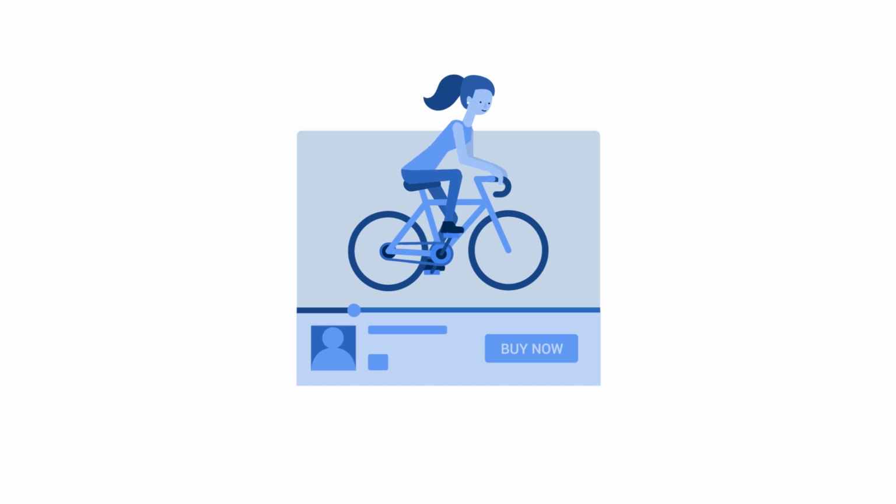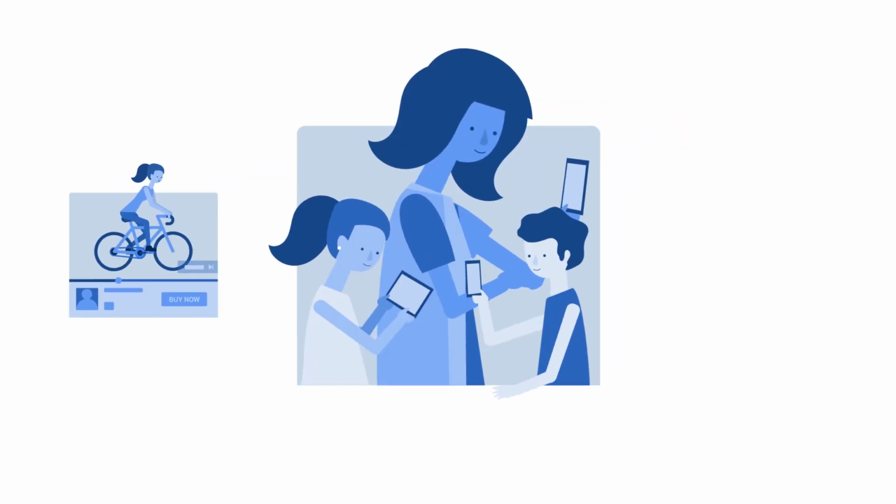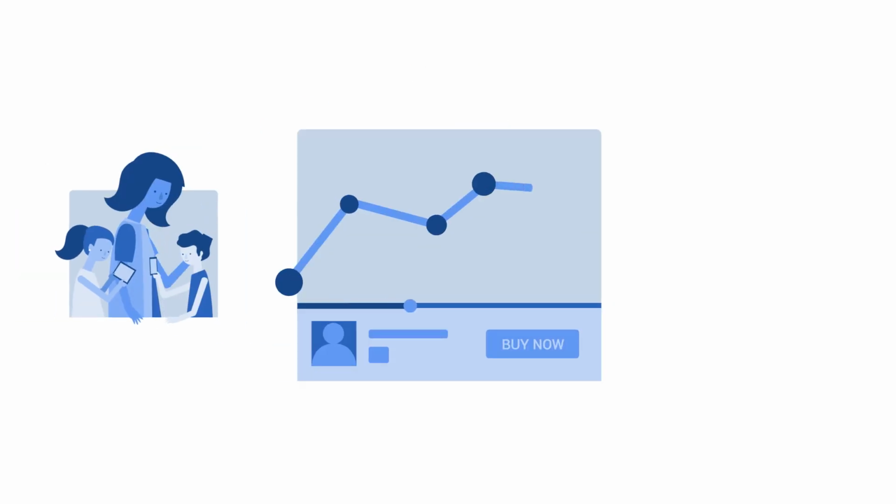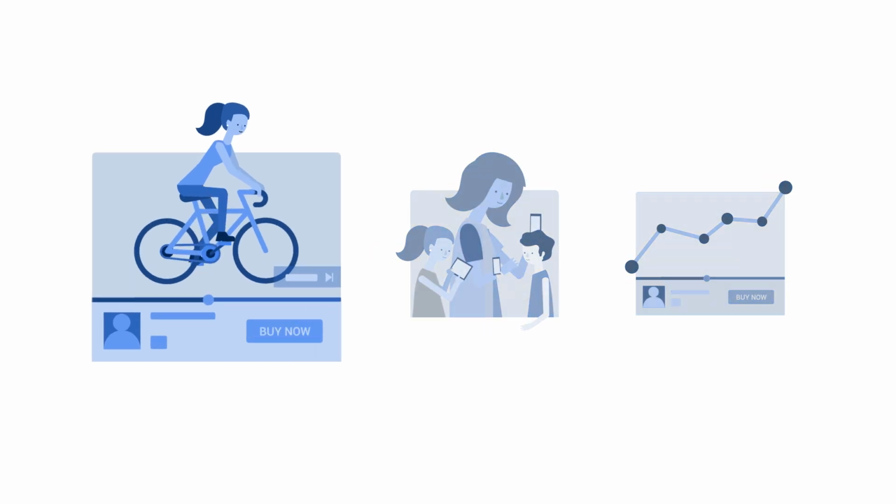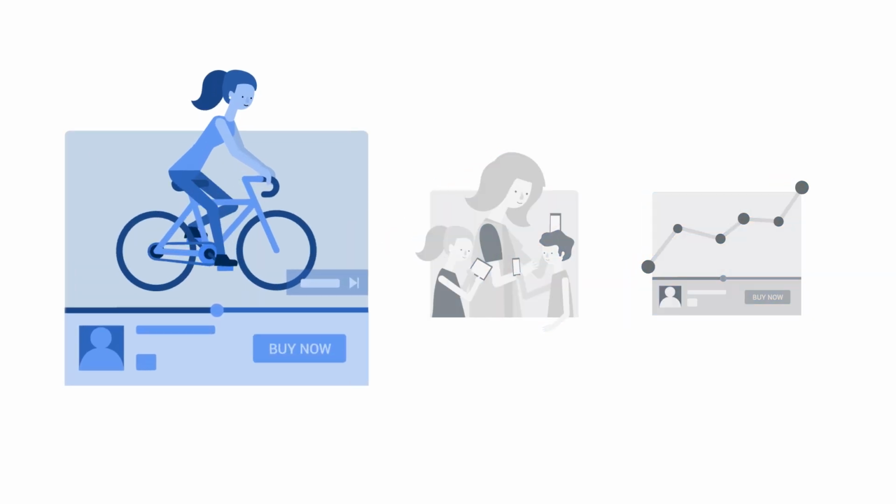YouTube for Action is a combination of YouTube features that allow you to focus on driving conversions. It includes a specific video format called TrueView for Action that makes it easy for your customers to take action, intent-based audience types that help you reach the right people, as well as improvements to measurement in YouTube. In this video, we'll discuss the first part, TrueView for Action.